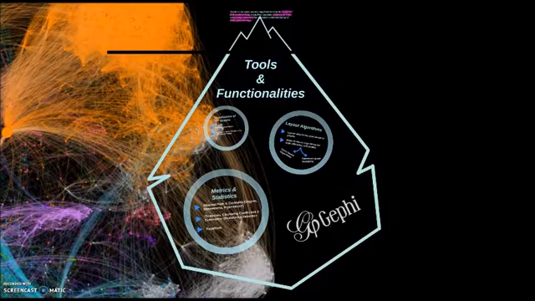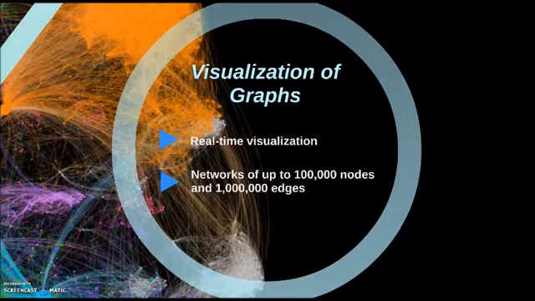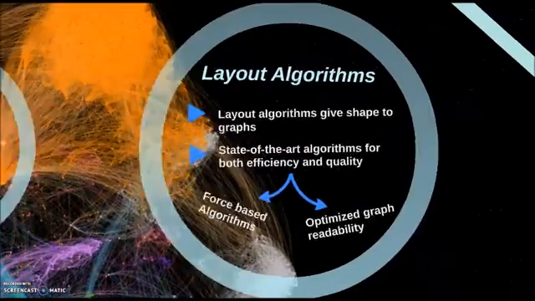Gephi is equipped with quite a lot of tools and functionalities. First of all, it offers you a visualization of graphs. This visualization happens in real time, so you can see immediately how different algorithms reshape your social network. Gephi can cope with networks of up to 100,000 nodes and 1 million edges.